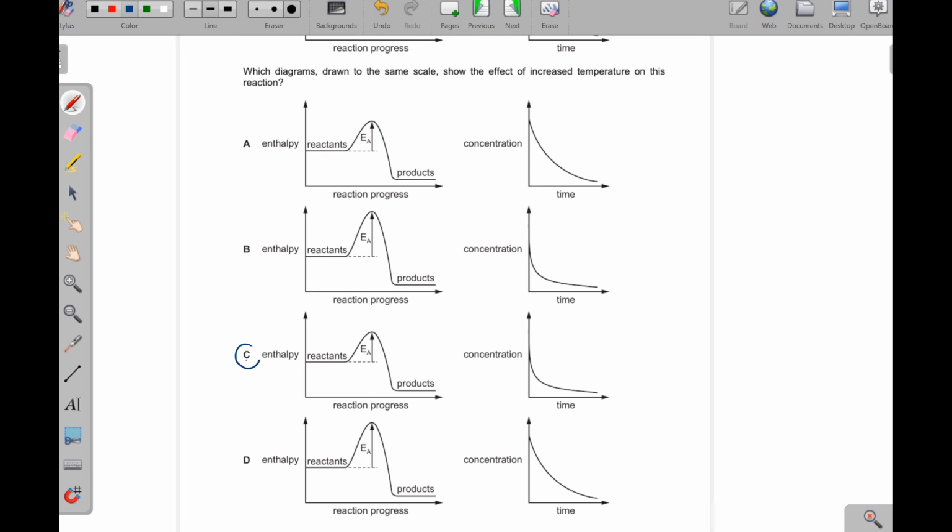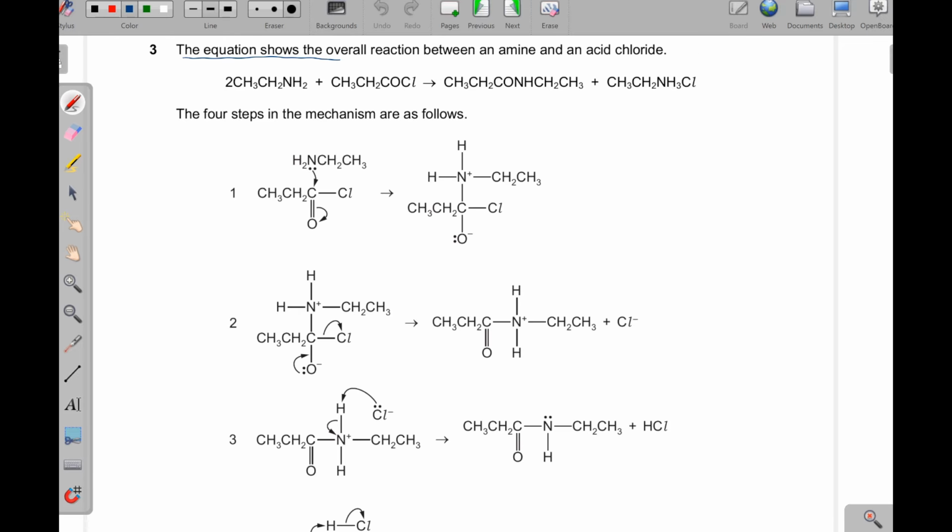As simple as that. Question 3. The equation shows the overall reaction between an amine and an acid chloride. This is the reaction here. When you get an amine plus an acid chloride, actually you will study this in A-level chemistry, okay? Then here you get an amide. An amide has this amide link here: nitrogen, okay? And then here we have an acyl group. So this is what we call the amide link. Then from there, we get this other salt there.